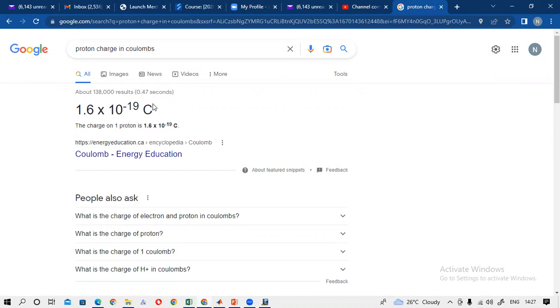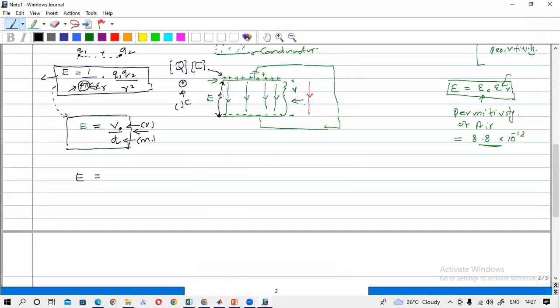So that is measured in coulomb, you can see that. So if there are 10 protons in this plate, there should be 10 minus charges, that is what we call electrons. 10 electrons should be there.